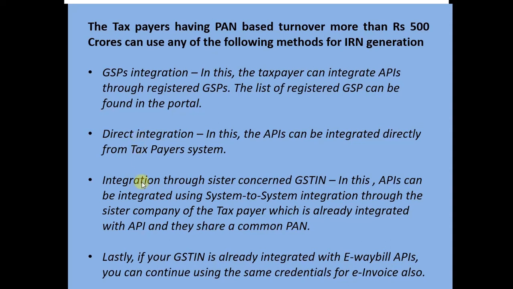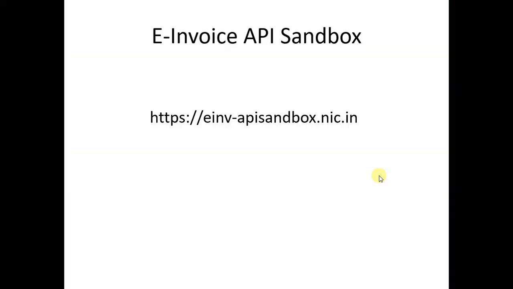Integration through sister concern GST. In this, APIs can be integrated using system-to-system integration through the sister company of the taxpayer which is already integrated with API and they share a common PAN. Lastly, if your GST is already integrated with e-waybill APIs, you can continue using the same credentials for e-invoice also.